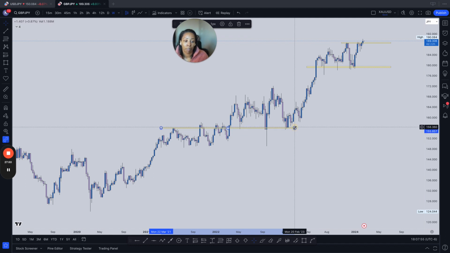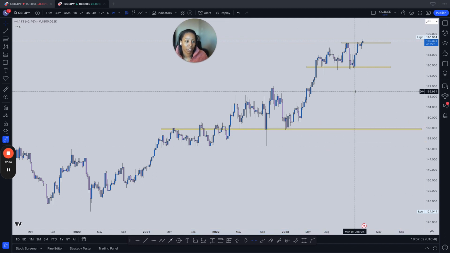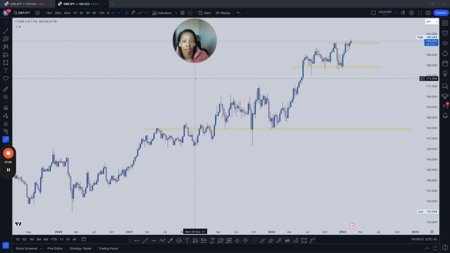weekly candles, but yes, I'm going to do that. I'm going to keep this one. Probably not going to draw any other ones lower than that. So now let's go down to the daily.